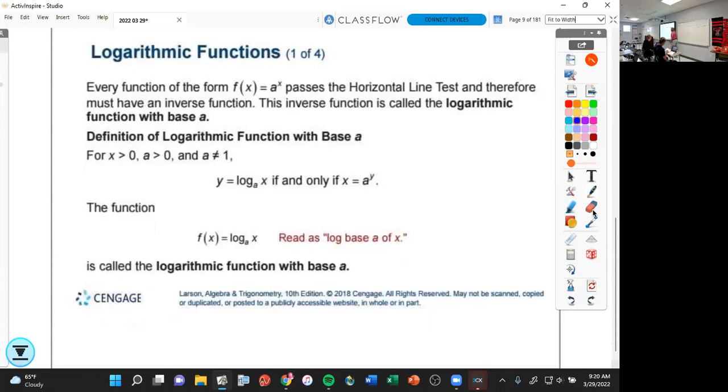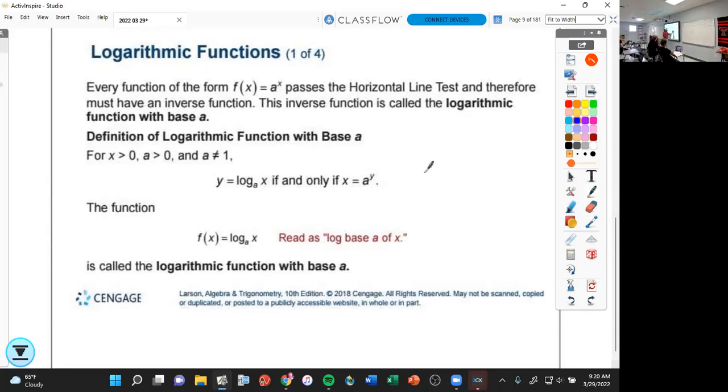This function is called the logarithmic function with base A. Definition of logarithmic function, base A. Notice x has to be positive. A has to be positive, but it can't be 1. y equals log base A of x if and only if x equals a to the y power. f of x equals log base A of x. So that little subscript A is the base.